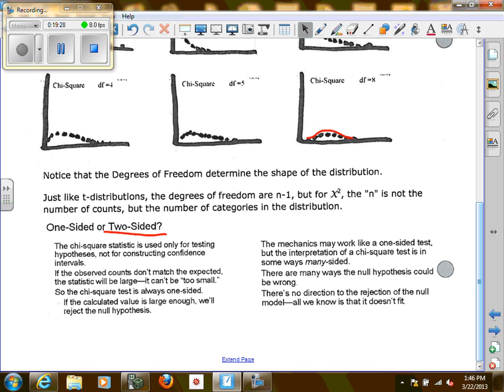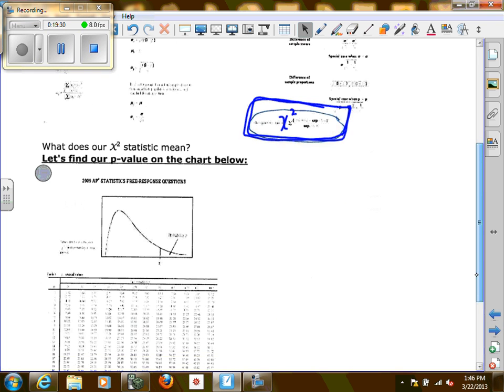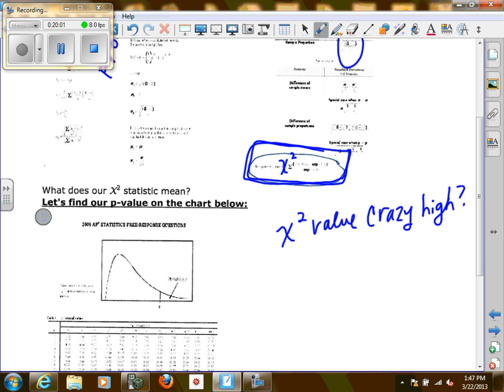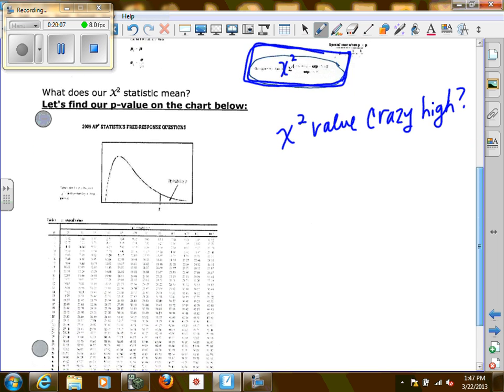All right, very good. Let's now decide, based on that critical value chi-squared, if we have enough evidence to reject or fail to reject. We're wondering if our value is really weird. Is your chi-squared value crazy high? Well, we don't know. It's not like 2 or 3 standard deviations out, because these numbers are quite a bit bigger. So let's look at your chart.